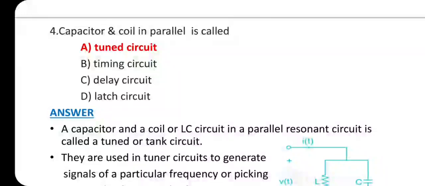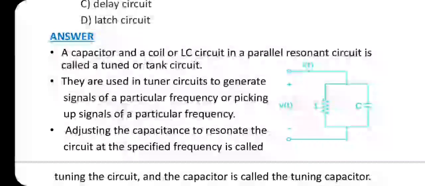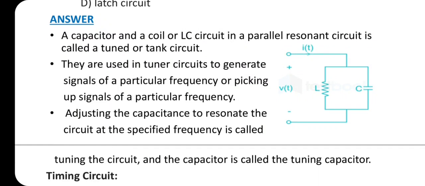Question number 4. Capacitor and coil in parallel is called. Answer is option A, tuned circuit. A capacitor and a coil, or LC circuit in parallel resonance, is called a tuned or tank circuit. The figure shows the tank circuit.